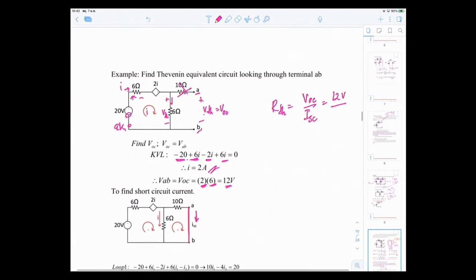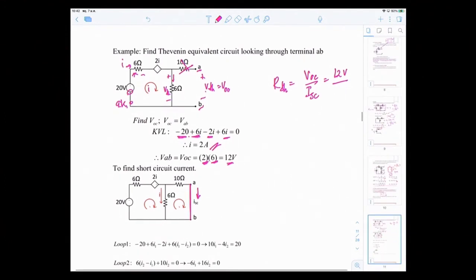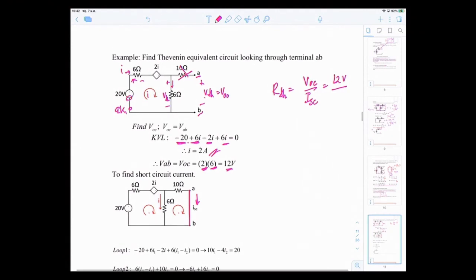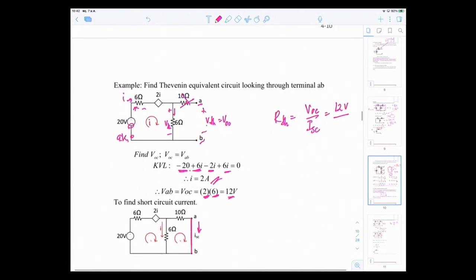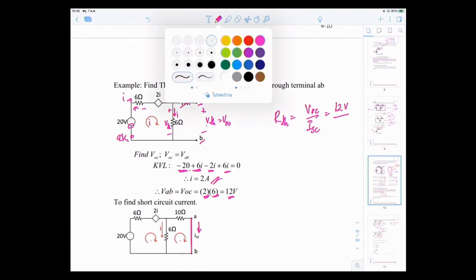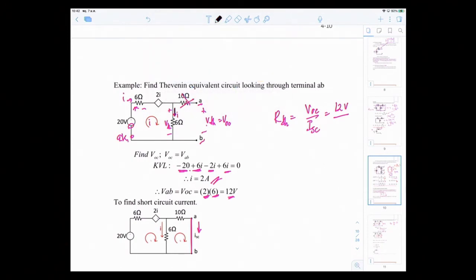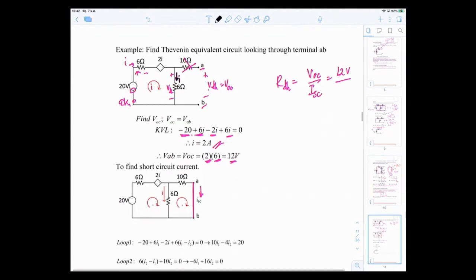In this case we use loop, mesh analysis, so mesh I1 and mesh I2. I is still here. The problem assigned an I right here, as part of the problem, so that's why there's an I here, next to the 6 ohms.